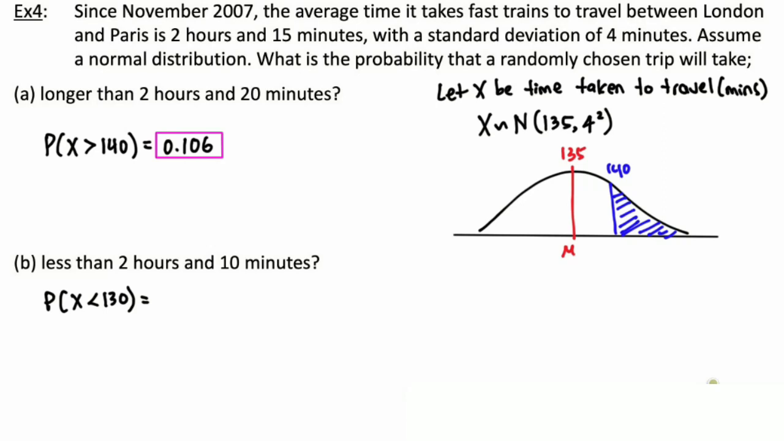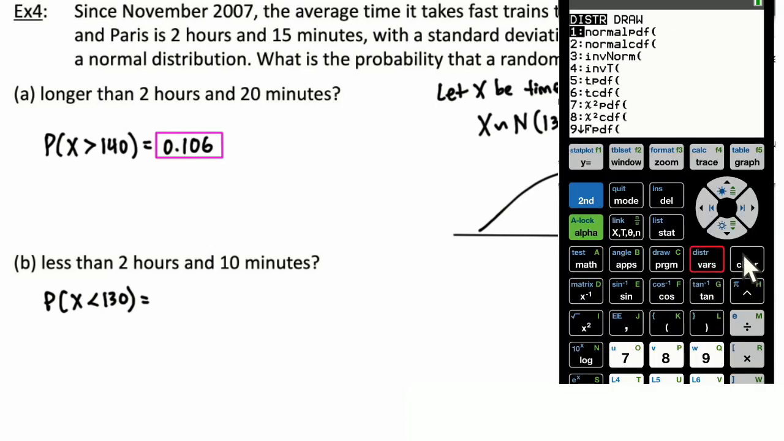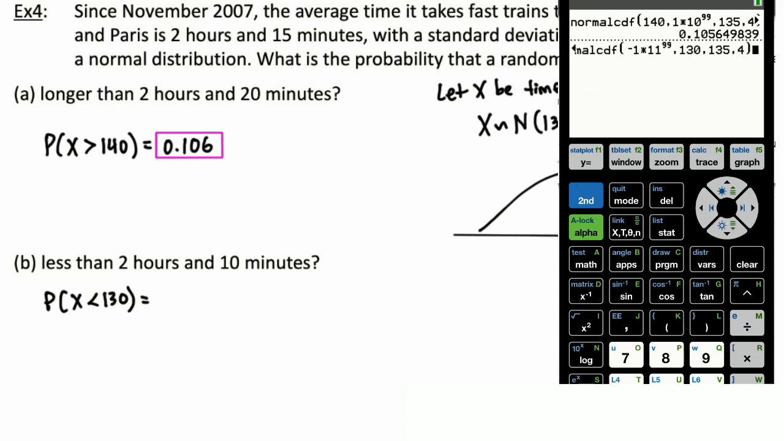So again, go into our calculator, second vars, go into normal CDF. This time we want our lower bound to be negative 1 times 10 to the power of 99, or just some really large negative number. And our upper bound is 130. Our mean and standard deviation are unchanged.